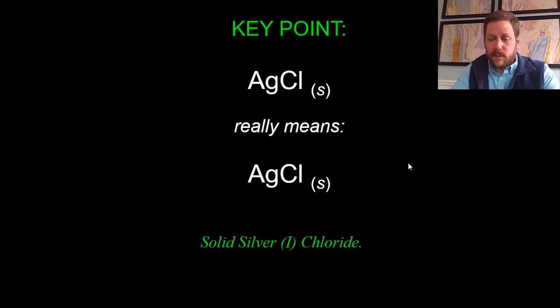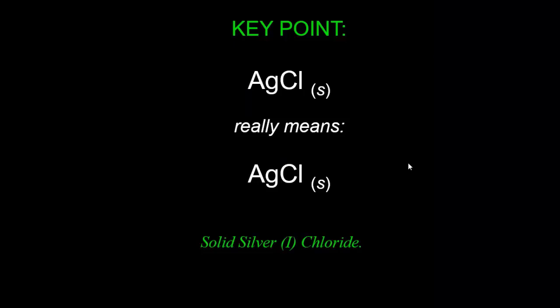Notice in this case, we're actually indicating that the silver chloride is solid, which means it is not dissociated into ions. And this is a critically important point. Silver chloride, it turns out, is insoluble and will not dissolve in water to any significant extent.